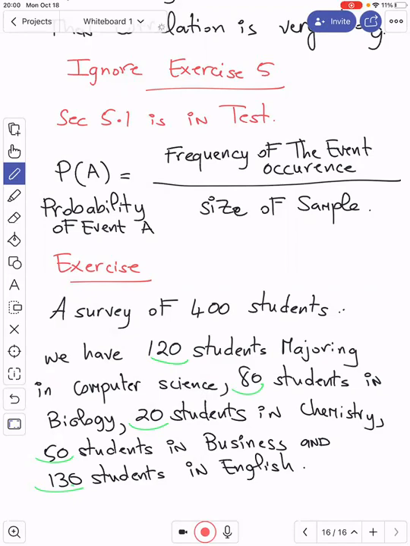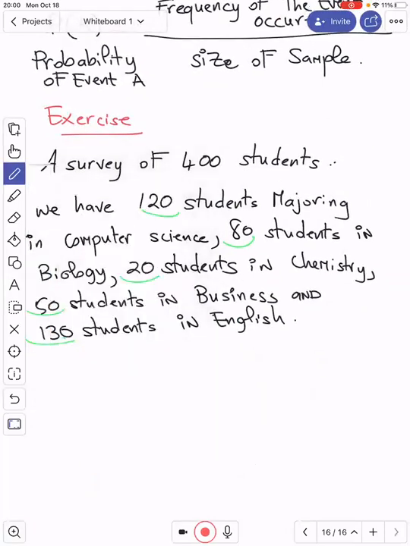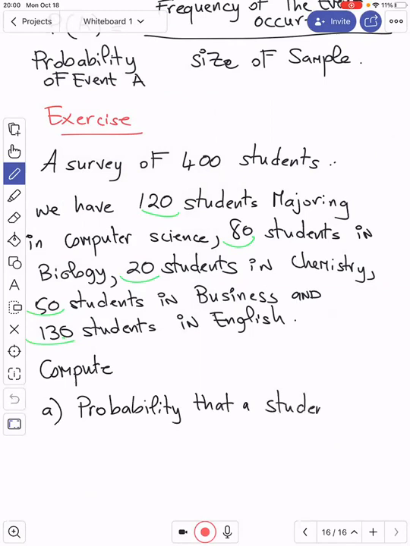So for example, I want to compute the probability that a student is majoring in, let's say, biology. So how do we compute this?